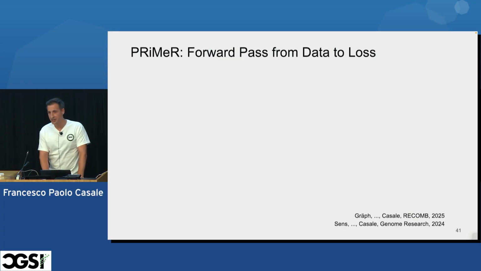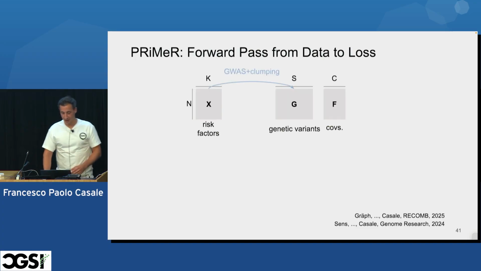Okay, so nowadays it's sometimes simpler to define models by just showing how you do a forward pass from the data to the loss, because if you specify what your parameters are, then you have autograd, and you can use Adam. So that's typically enough to give a good intuition of how the model works. So these are our data. We have K risk factors. Of course, we can do GWAS of them plus clumping, and we identify S instruments, genetic variants, and then we have C covariates that we want to account for.